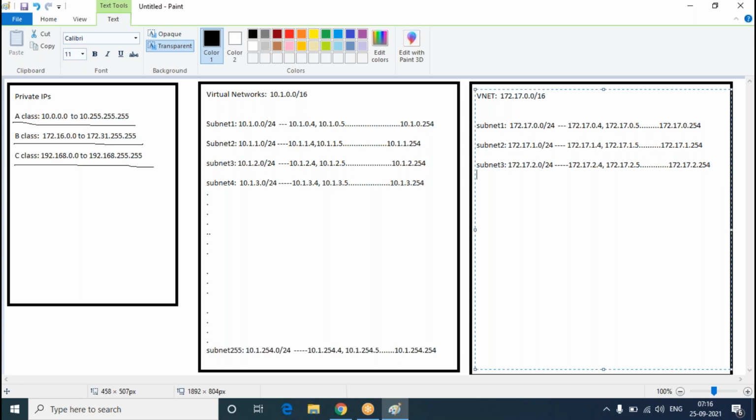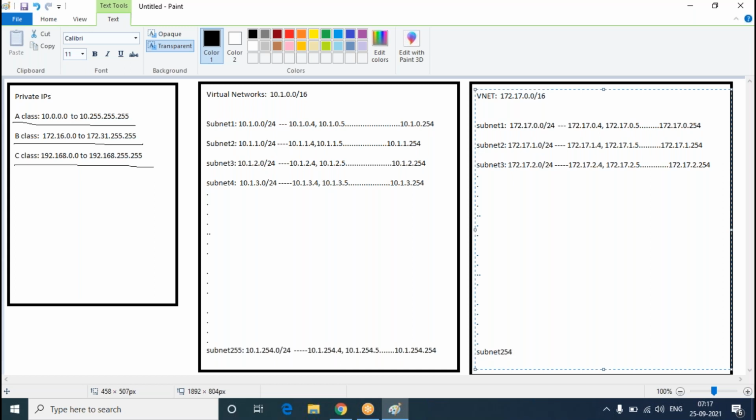Is it 16 or 24 in the third subnet? 172.17.2.0/24. You are blocking the 3 octets. That's where you get the actual IP released from. You're blocking only 3 octets, and 1 octet is open. That is what is actually giving the IPs to you.